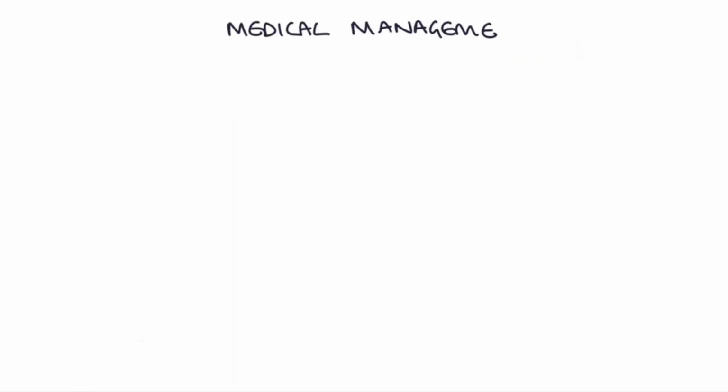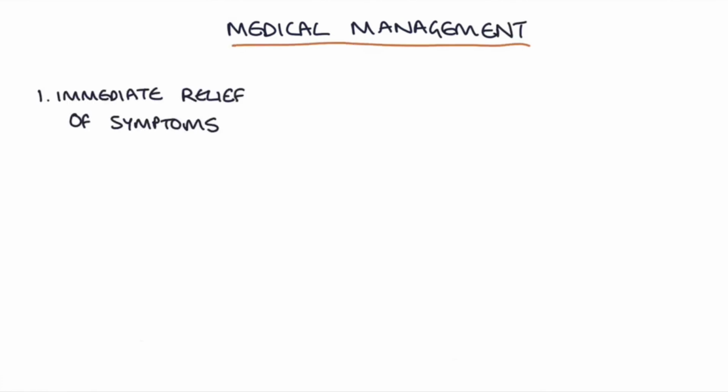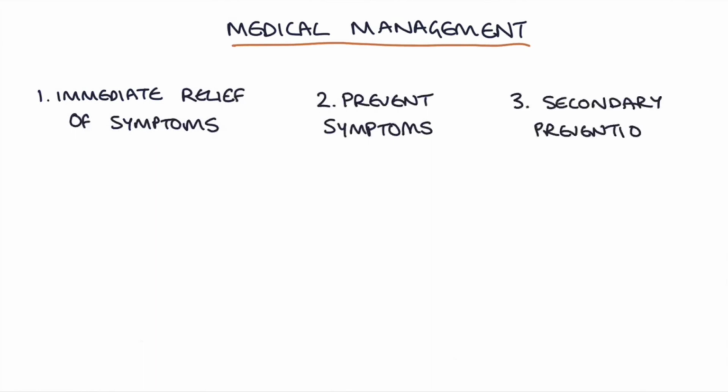So what's the medical management? Well, there's three aims for medical management. The first is the immediate relief of symptoms. The second is to prevent the symptoms. And the third is as secondary prevention for cardiovascular disease.